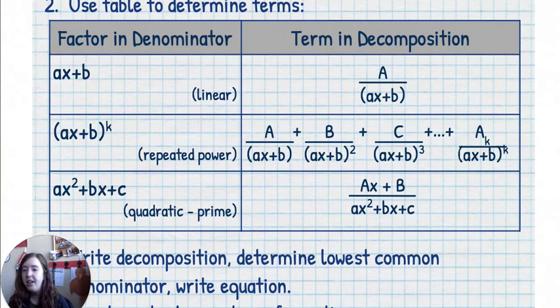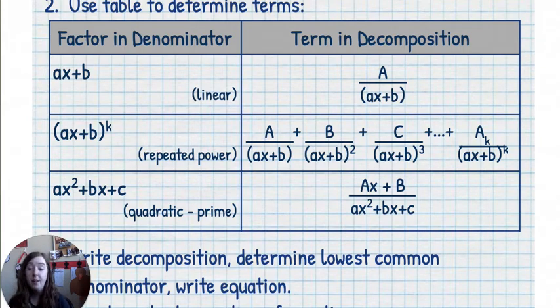If you have something that's just plain old linear, you're going to put a letter on top of it and move on with your life. If you have something that's linear to a repeated power, you're going to start with that linear term to the first power, then to the second power, then to the third power, all the way up to whatever power you're on. So if you had x to the fourth, you would have x, x squared, x cubed, x to the fourth. And each of those would have an A, B, and a C on top.